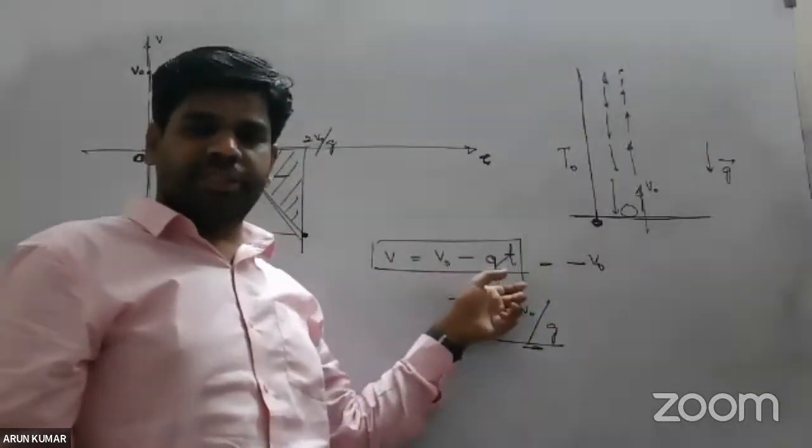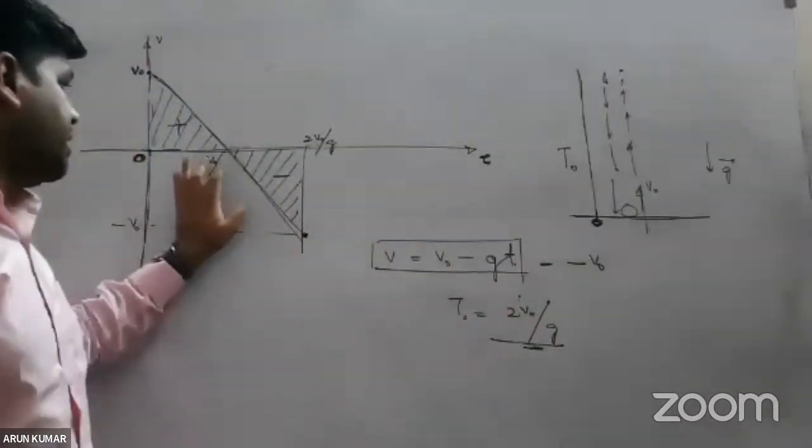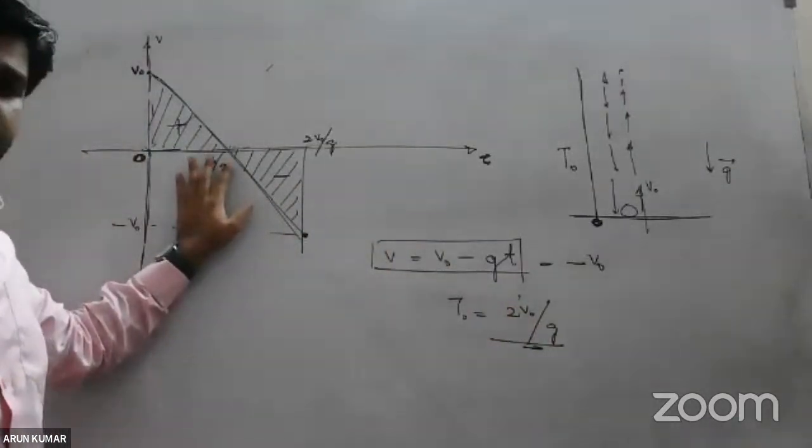Velocity equal to zero: v naught minus gt equal to 0, I get t equal to v naught by g. That's when the particle is taking a turn, because it is momentarily at rest.